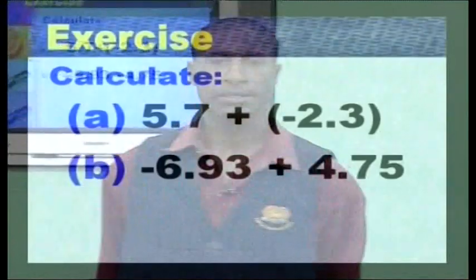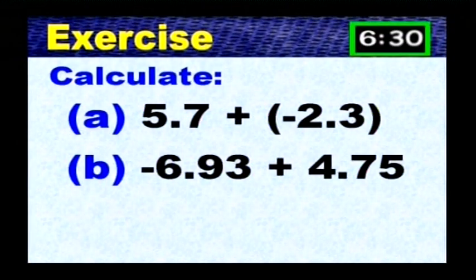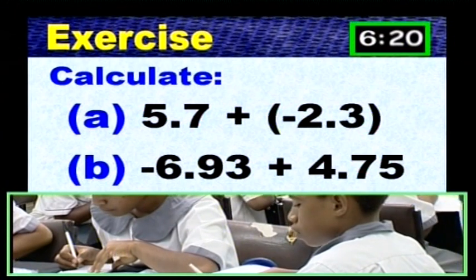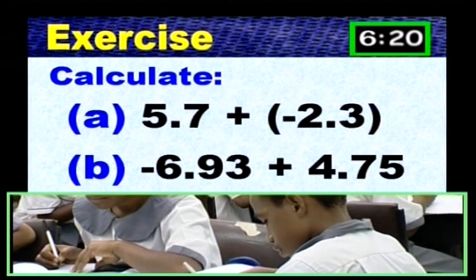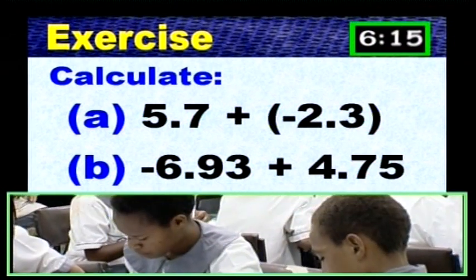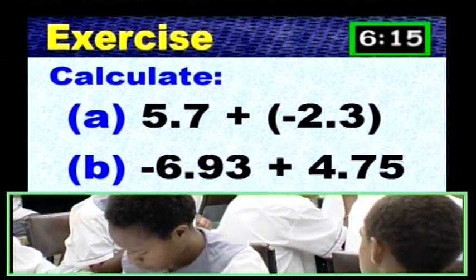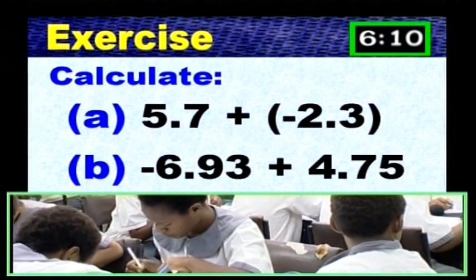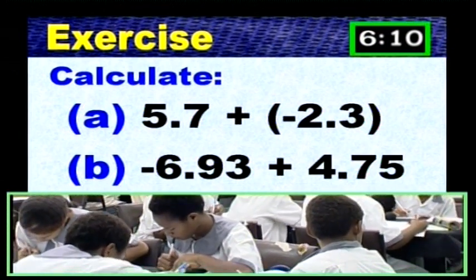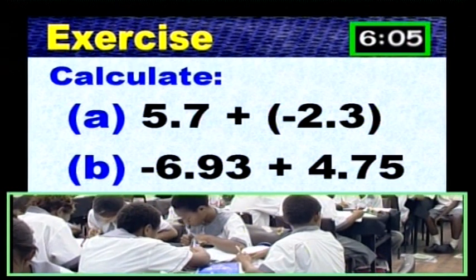Now, students, we will go to our exercise, which is on the screen. We have 2 exercises to do. Exercise A, you are adding positive 5.7 plus negative 2.3. And exercise B, you are adding negative 6.93 plus positive 4.73.